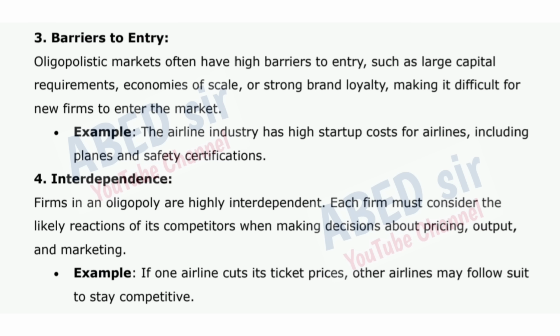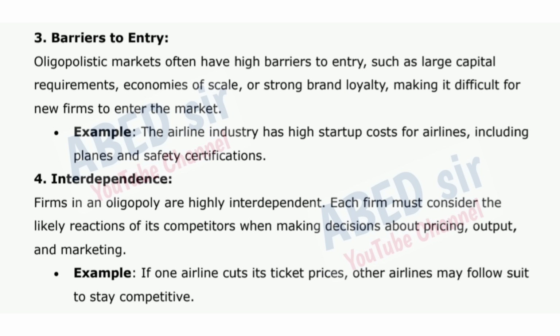3. Barriers to entry. Oligopolistic markets often have high barriers to entry, such as large capital requirements, economies of scale, or strong brand loyalty, making it difficult for new firms to enter the market. Example, the airline industry has high startup costs for airlines, including planes and safety certifications.